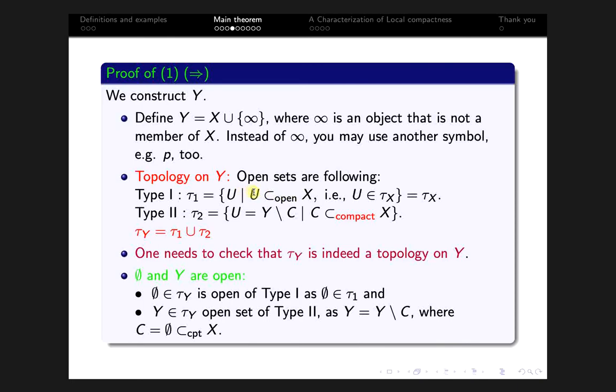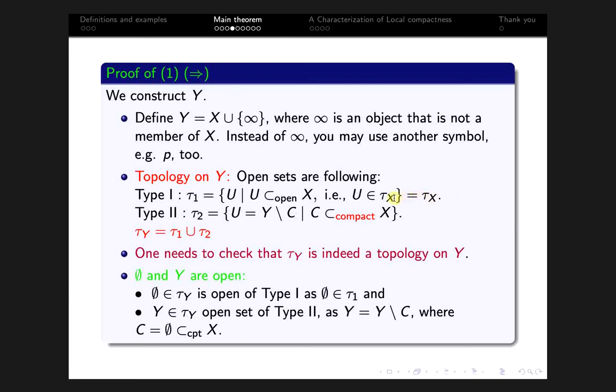Okay, u such that u is open in X, that is u belongs to tau X. This is exactly equal to tau 1 equal to tau X. Tau X is the topology on X. This is the set of all open subsets of the given locally compact and Hausdorff space X. Okay, so this is because we have to get the first condition, X is a subspace of Y. So of course, open subsets of X are open in Y also.